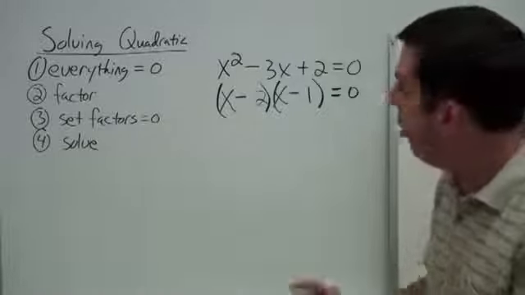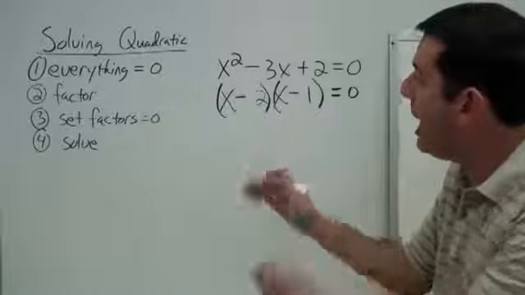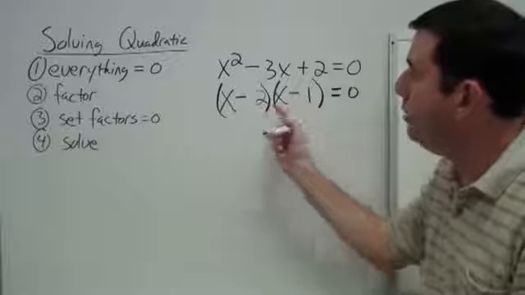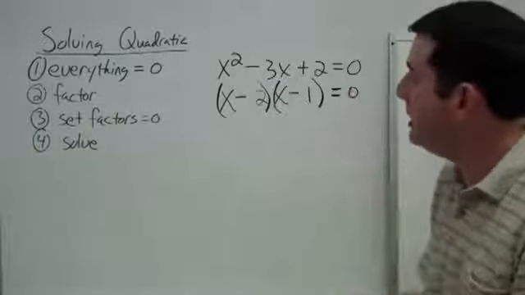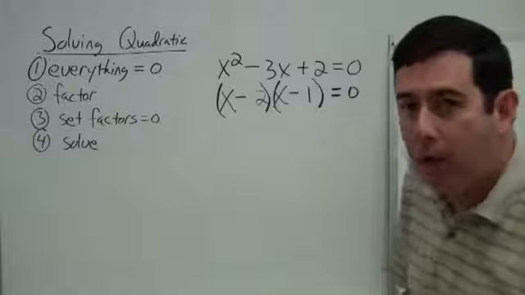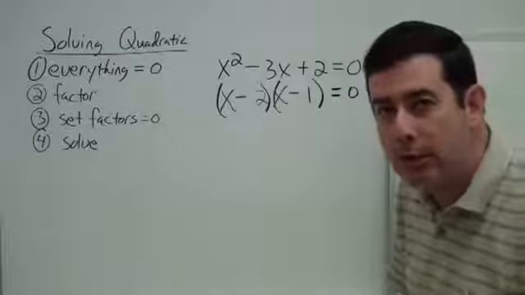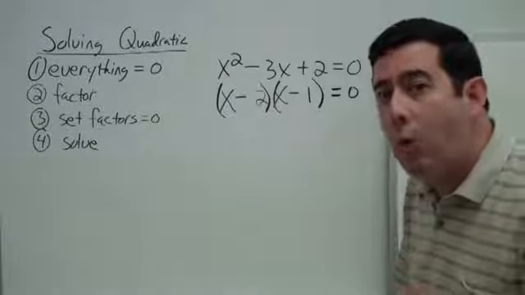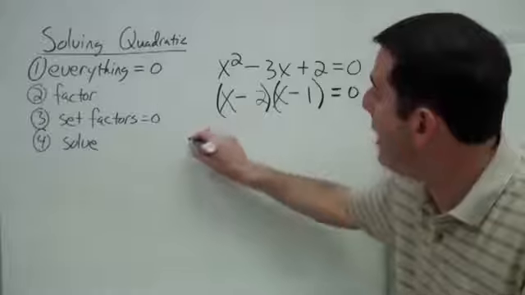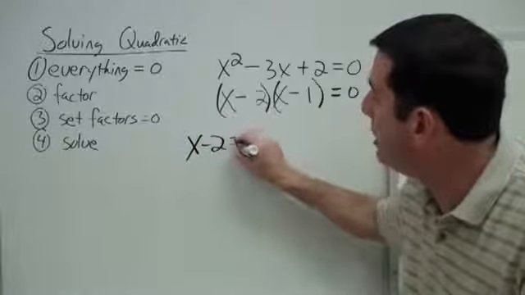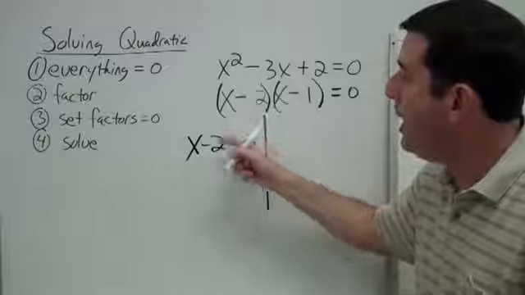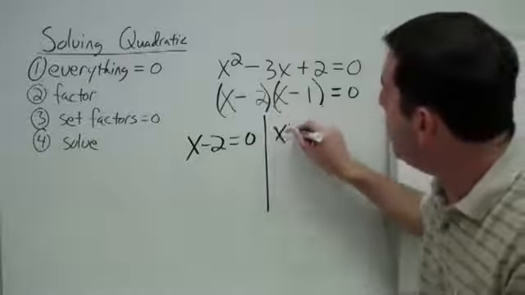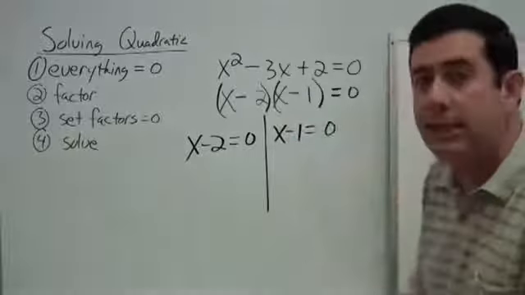Now, the reason that we wanted everything together on one side with 0 on the other is now I have 2 things being multiplied together and their result is 0. Anytime that you multiply 2 things together and the result is 0, this means somebody there has to be 0. So what we'll do next is to set each factor individually equal to 0. We'll say, what if it's x minus 2 that's the one that's 0? Or maybe it's x minus 1 that is the one that's 0.